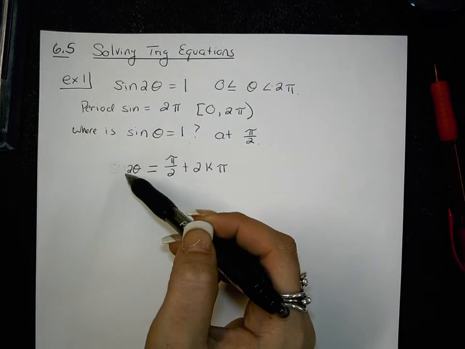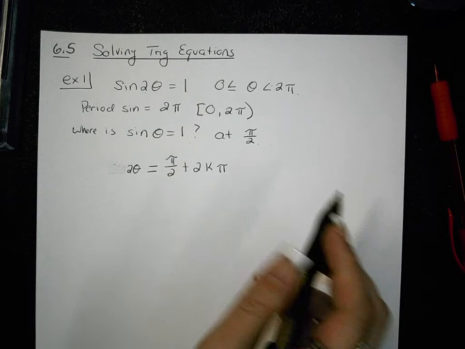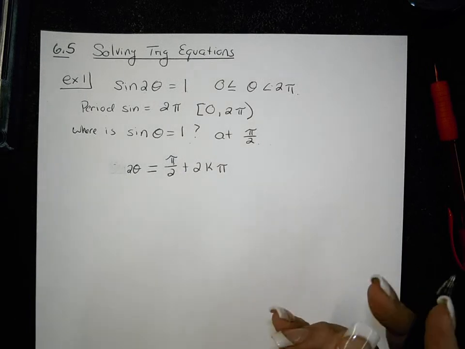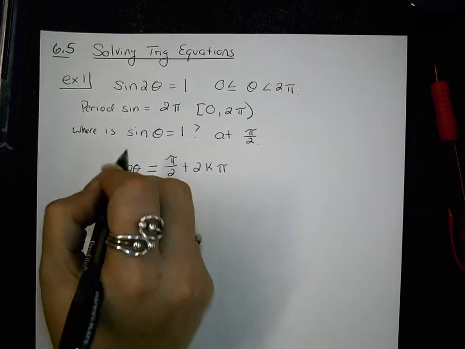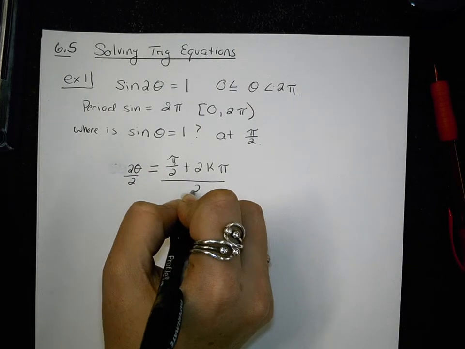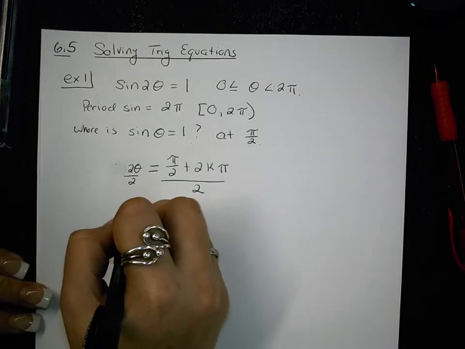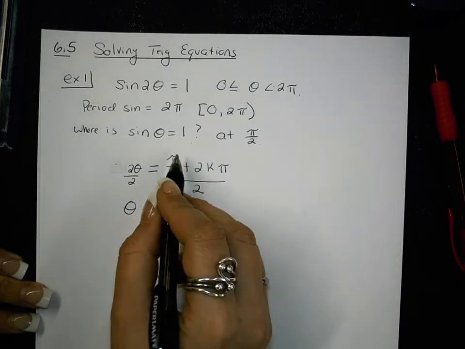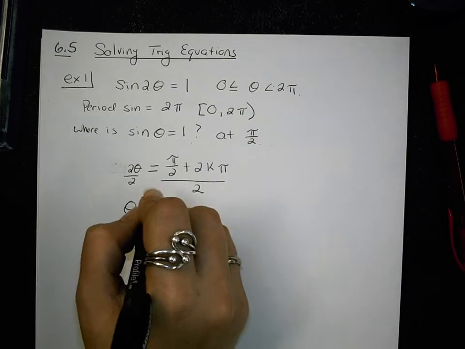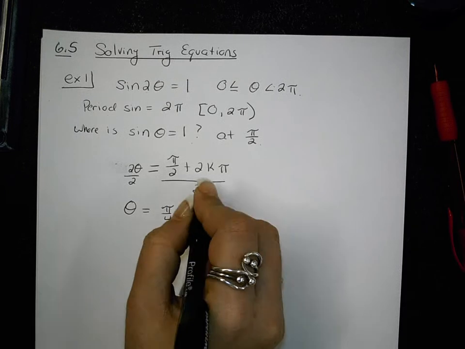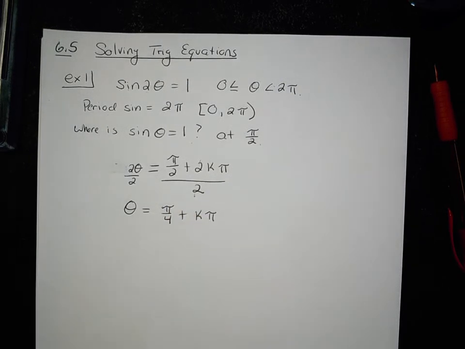But instead of having theta equal that, we're going to have 2 theta. Whatever's here is what we're going to write there. So to solve this equation for theta, what would I have to do? Divide by 2. Okay, so when I divide this by 2, I get theta on this side. What's pi over 2 divided by 2? Anyone know? Pi over 4. And then the 2's here would cancel and leave me with k times pi.